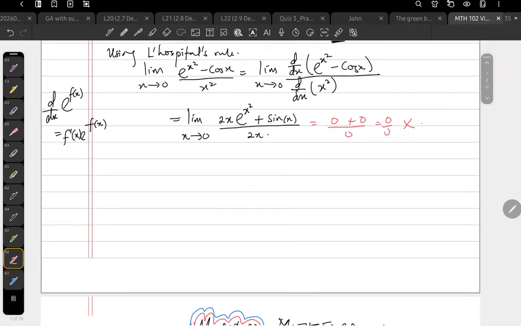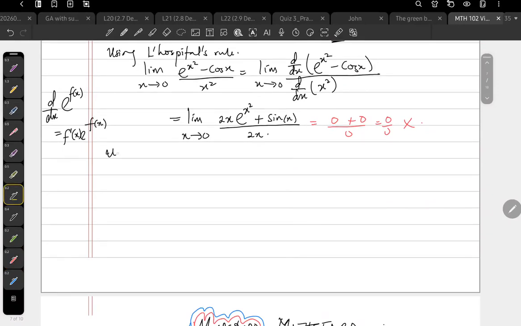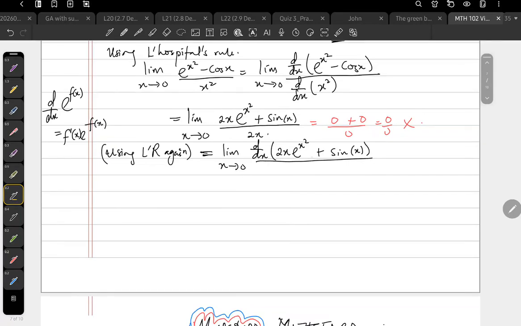We use L'Hopital's rule again. So using L'Hopital's rule again, this is equal to the limit as x approaches 0 of the derivative of 2x e to the power of x squared plus sine x over the derivative of 2x.